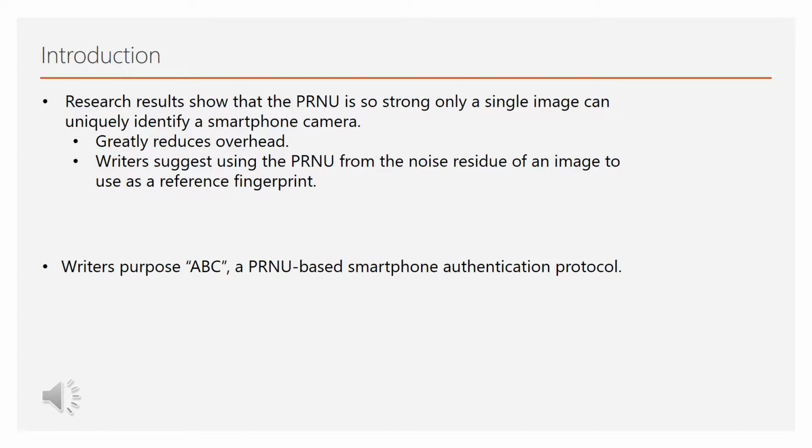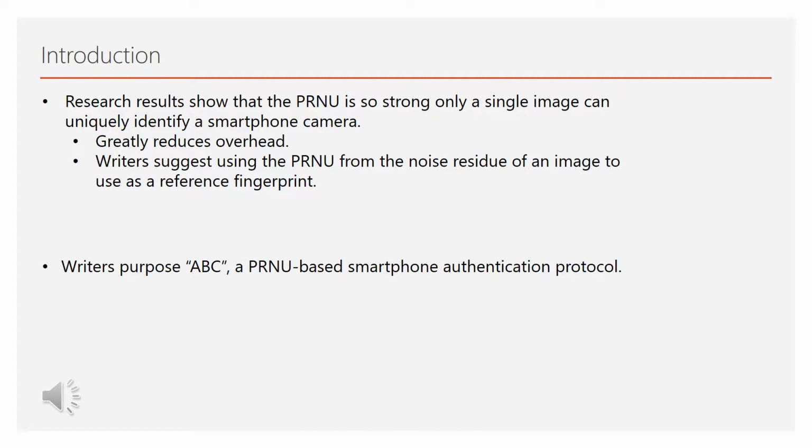The writers suggest that by using PRNU from the noise residue of an image, they can use that as a reference fingerprint, meaning they can take a picture that a phone has captured, take the noise residue off that, and compare it in order to figure out which phone took that picture. Previously, they needed 50 images to make that happen with a conventional sized camera, but using a sensor in a cell phone, you only need one picture.